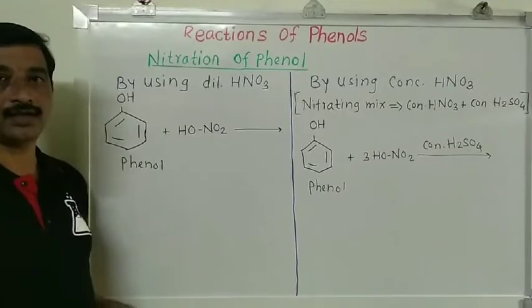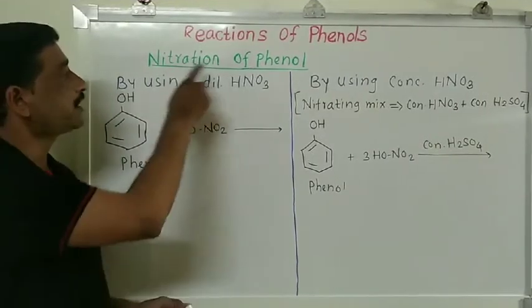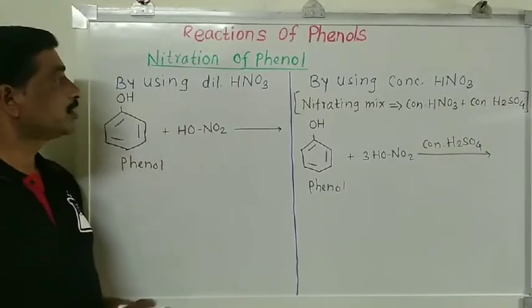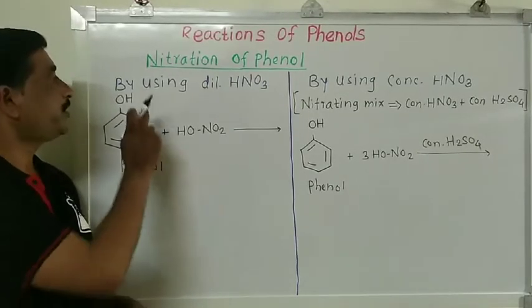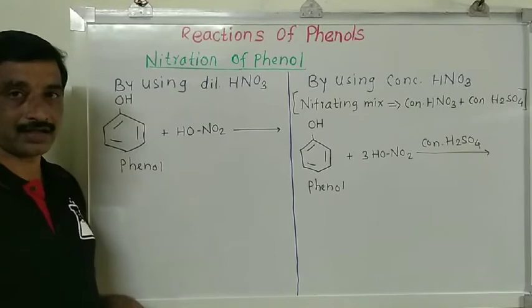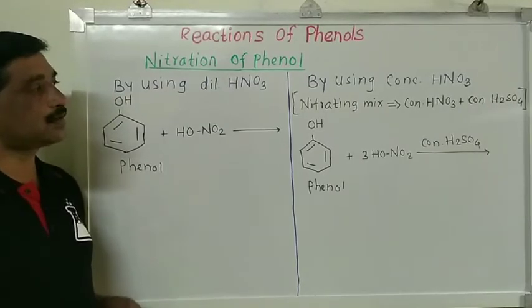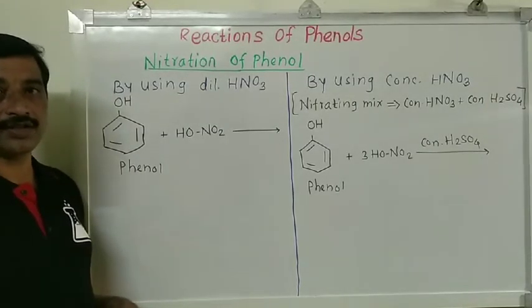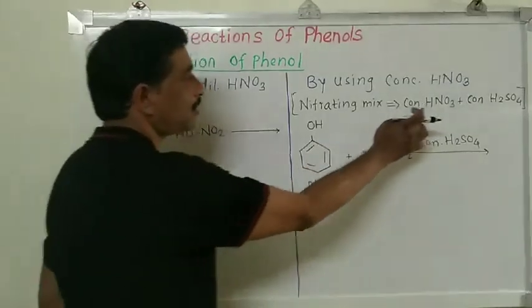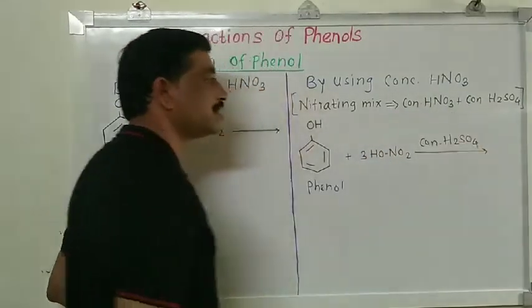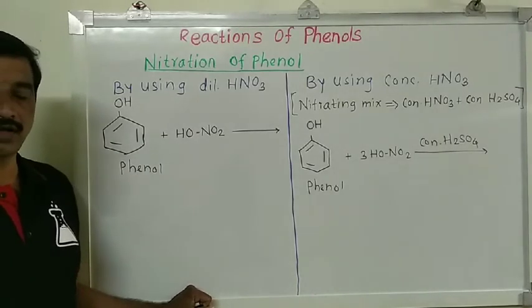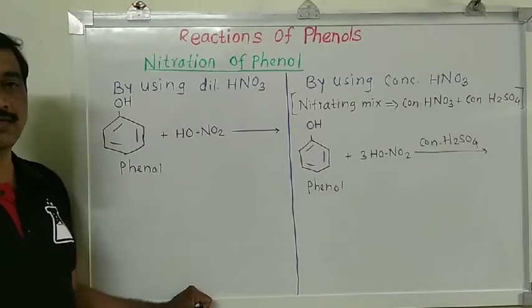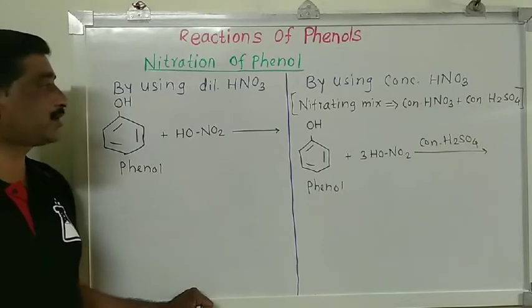Next chemical reaction of phenol is nitration of phenol. Phenol undergoes nitration in two different ways. When phenol is reacted with dilute nitric acid, and when phenol is reacted with nitrating mixture, that is the mixture of concentrated nitric acid and concentrated sulfuric acid, then it gives two different types of products. Such a chemical reaction is known as nitration of phenol.